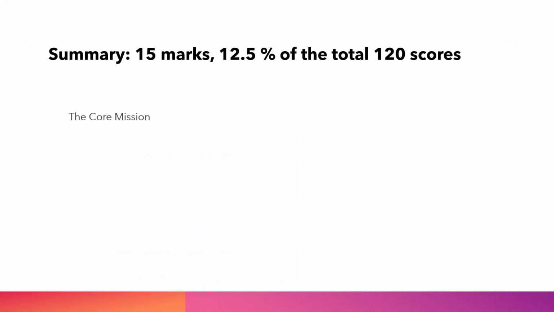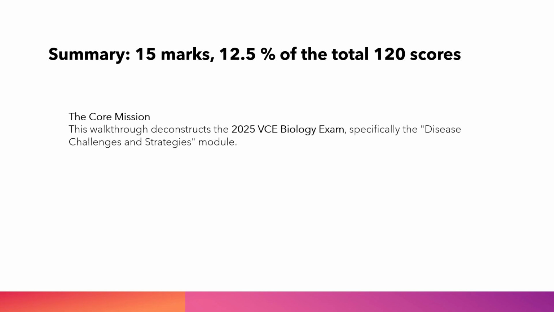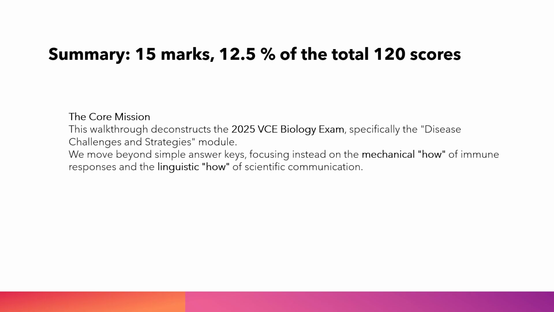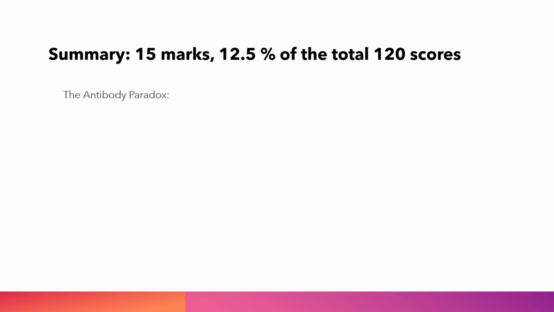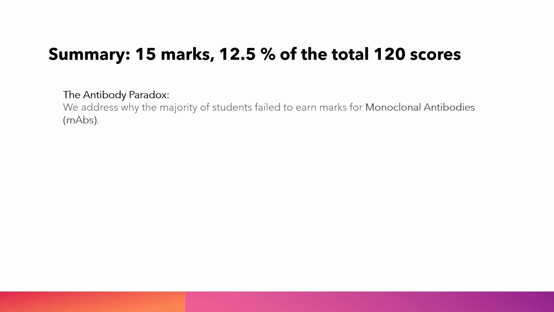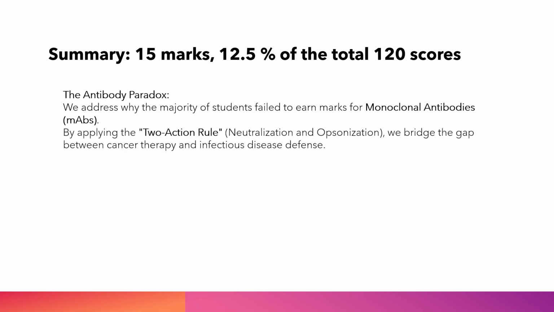The core mission. This walkthrough deconstructs the 2025 VCE Biology Exam, specifically the Disease Challenges and Strategies module. We move beyond simple answer keys, focusing instead on the mechanical how of immune responses and the linguistic how of scientific communication. High-stakes insights. The antibody paradox. We address why the majority of students failed to earn marks for monoclonal antibodies, mAbs. By applying the two-action rule, neutralization and opsonization, we bridge the gap between cancer therapy and infectious disease defense.